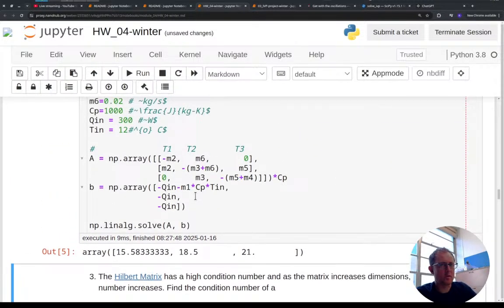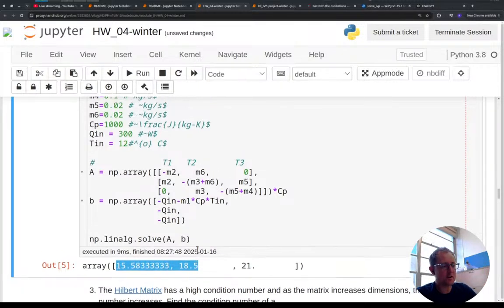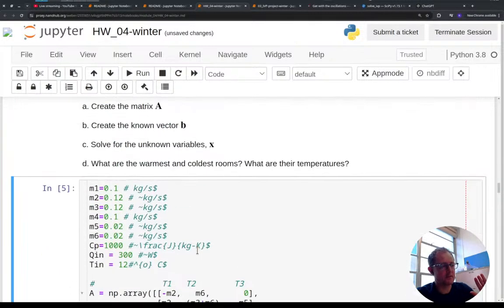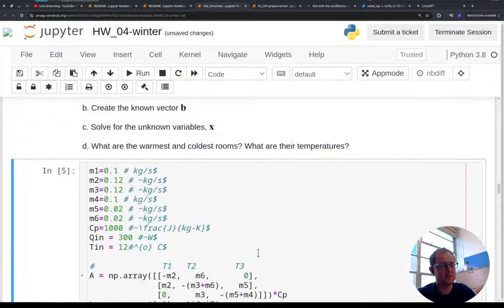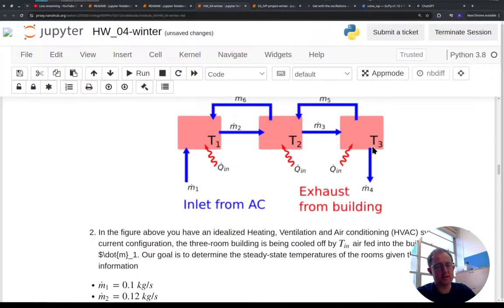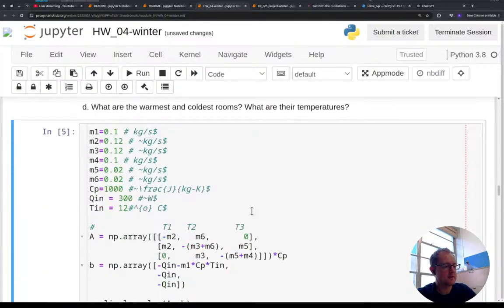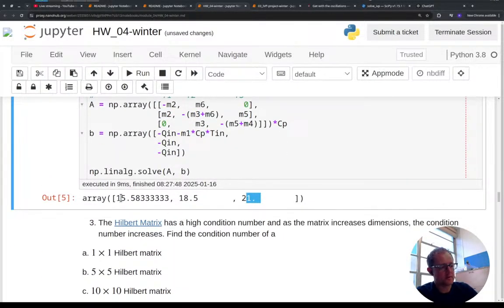All right. So on the first try, I didn't even get any errors. I'm pretty impressed with myself for that. I didn't write it out or anything. First try, I get room temperature kind of values, right? My input temperature is 12 degrees. I add heat to it, it gets hotter. Room 1 is 15 degrees. By the time it gets to room 2, now it's almost 19 degrees. Room 3 is the hottest, even though it's exhausting stuff from the building, and it's sending some of it back into room T2. Yeah, so coldest is room 1, hottest is room 3.